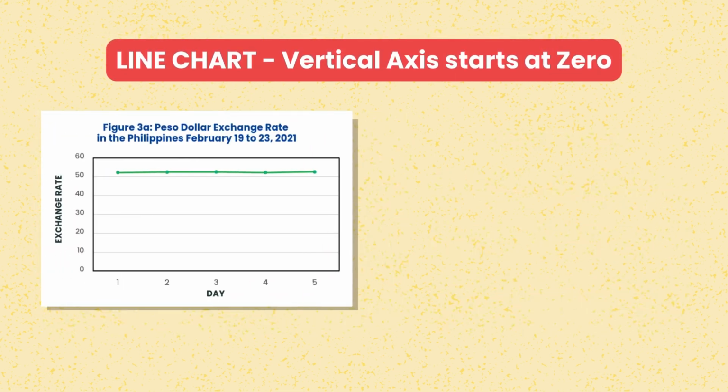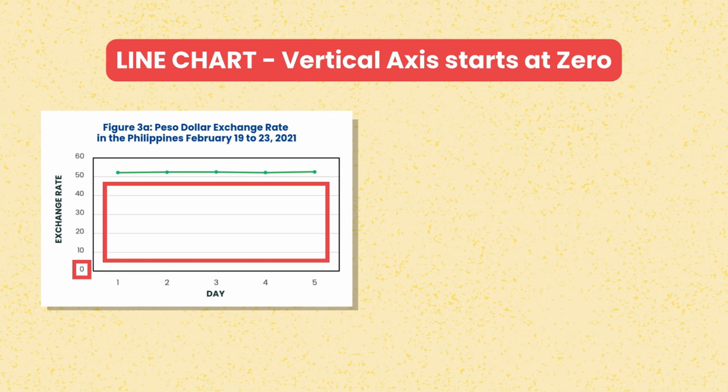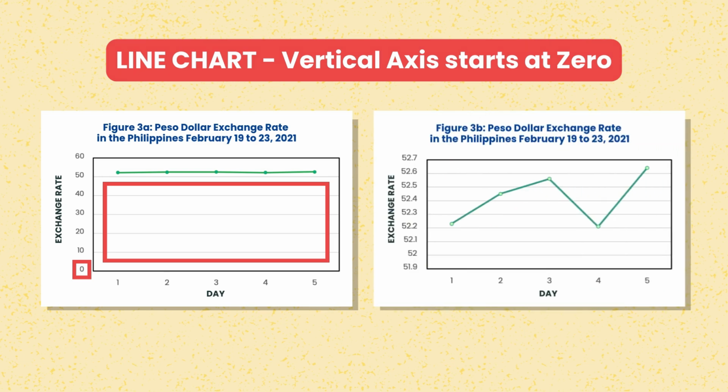Figure 3a starts its vertical axis at 0. By looking at it, you might be tempted to cut the vertical axis because of the large space beneath the line. Excel tends to do this, which gives us figure 3b. In here, the vertical axis starts at 51.9.